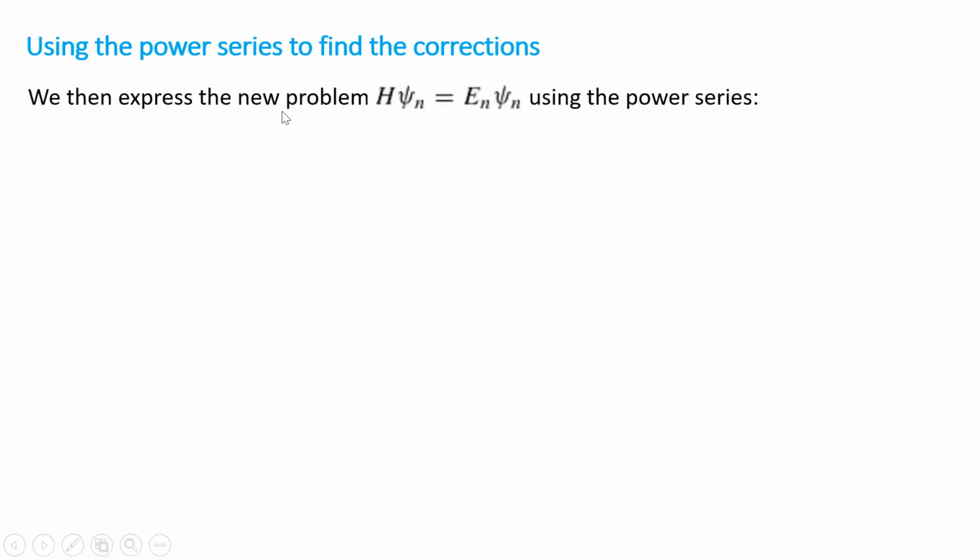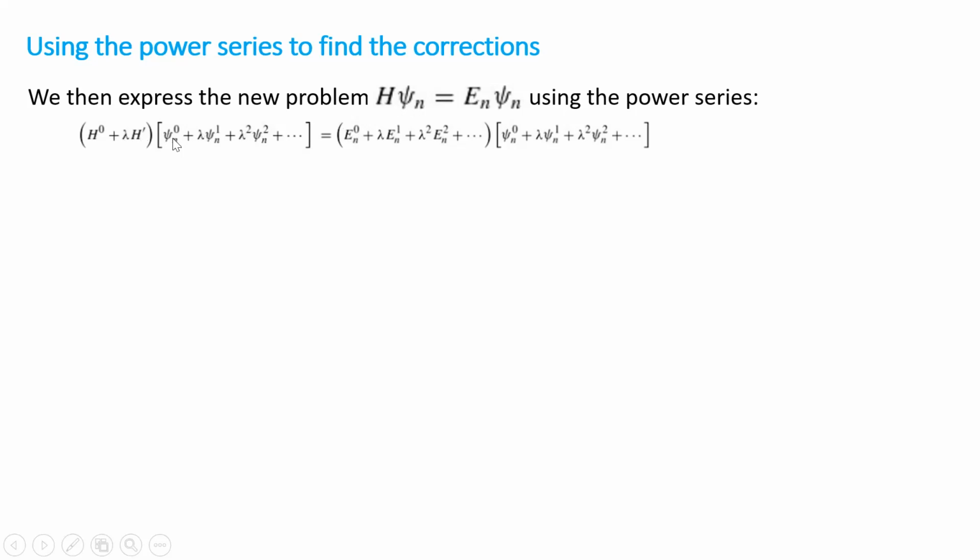We express the new problem, which is H psi n equals E n psi n. So this is the new Hamiltonian, the new wave functions, the new energies, the new wave function again. This is the time-independent Schrödinger equation using the power series. So we have H is H0 plus lambda H prime. That's the original Hamiltonian plus lambda times the perturbation H prime.